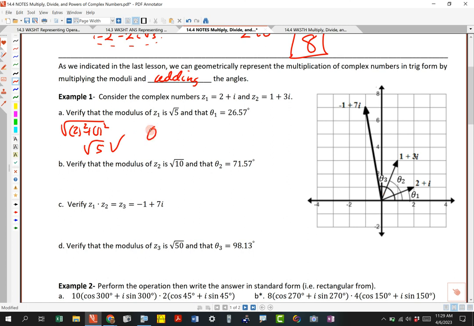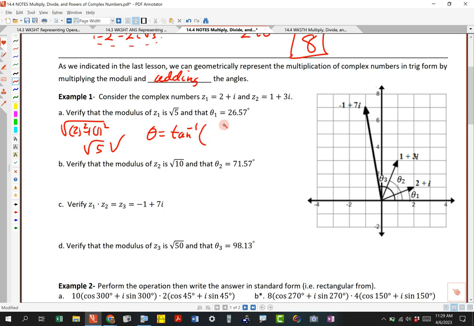Jack, how do I find theta? Oh, we got to know this. Wilson, help him out. How about crew helps us?